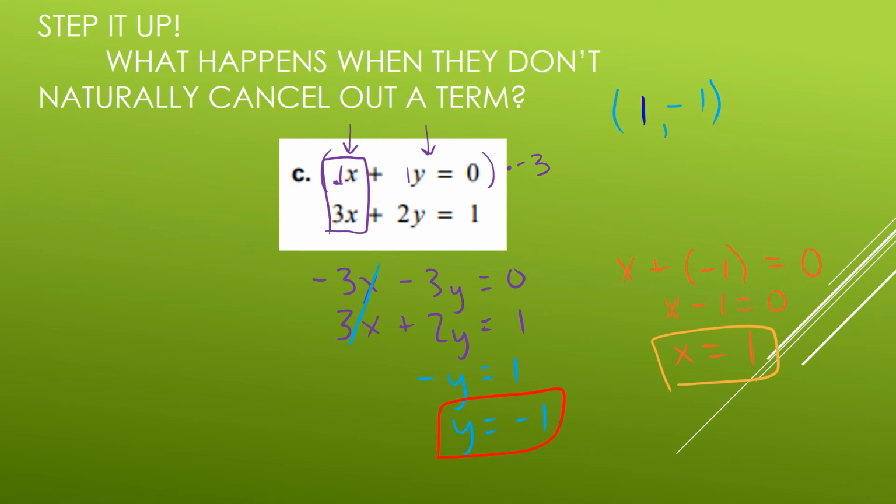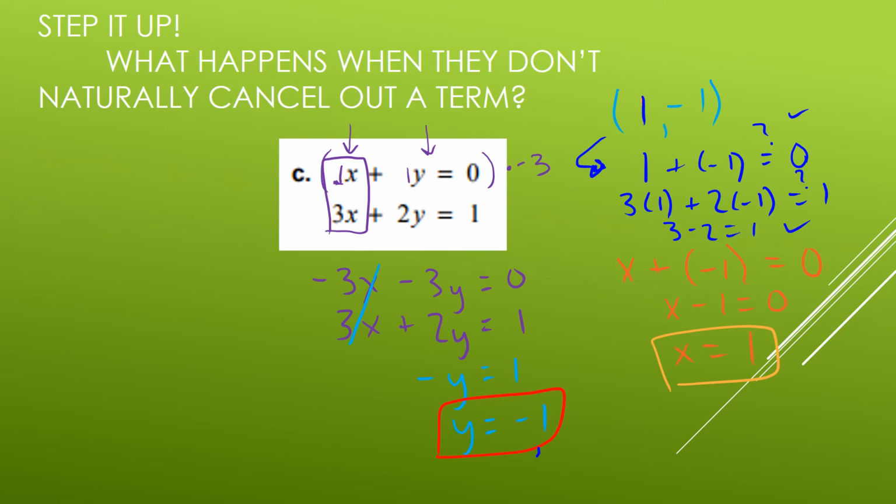Again, we can plug that into the original. So let's do that in this space. So I would have 1 plus -1. The question is that equal to 0? Yes. Okay, so on the bottom I'd have 3 times 1 plus 2 times -1. The question is that equal to 1? We'd have 3 minus 2, which is 1. The nice thing about this portion of the test is that you will be able to check every answer before you turn it in.